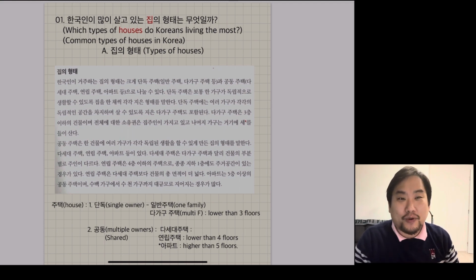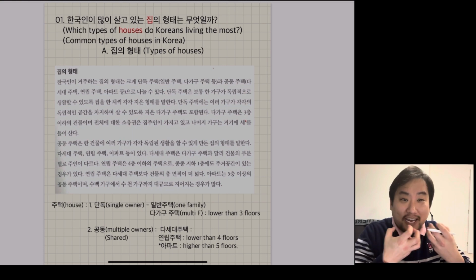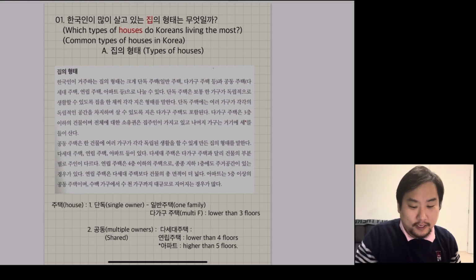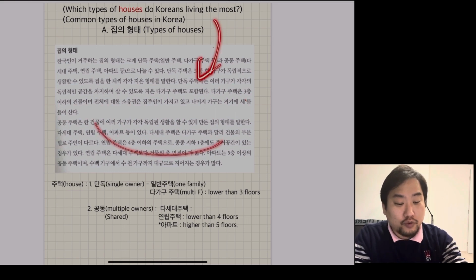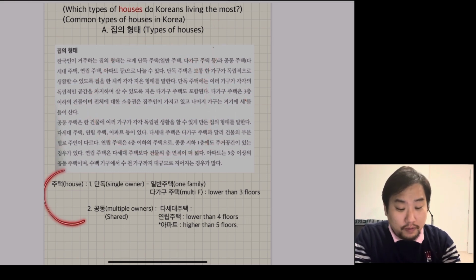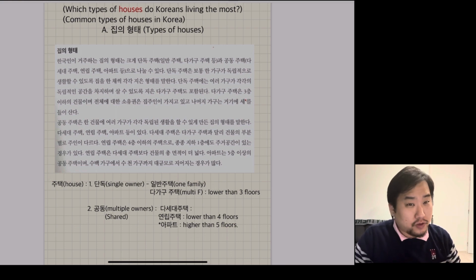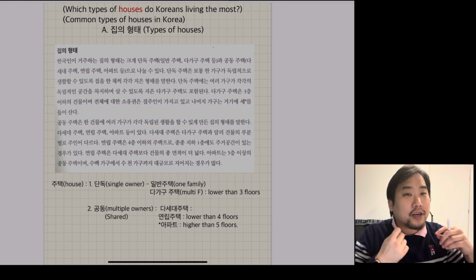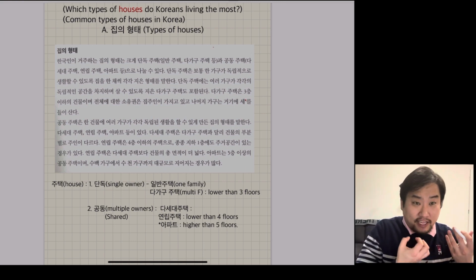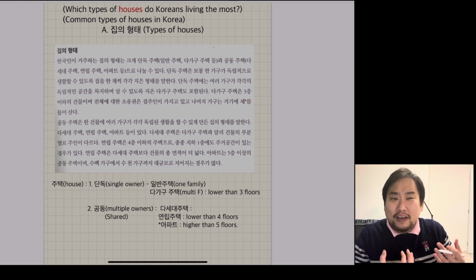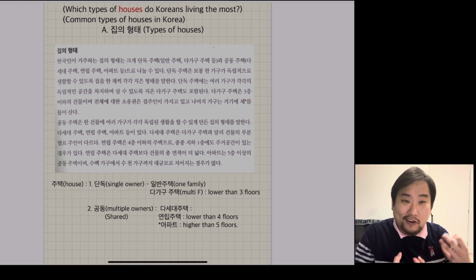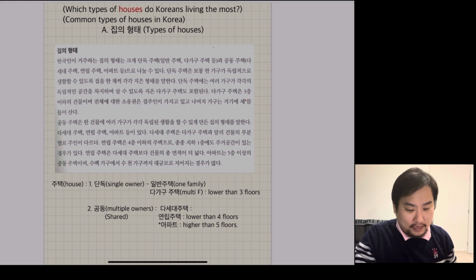So let's deal with it together. So before we start, this first thing, they want to classify the house types. So before we jump in to the paragraph, I want to make a concept. I want to classify the house type in Korea. So it might be slightly different from your country. And also, I didn't know about whether there is a classification of the houses.